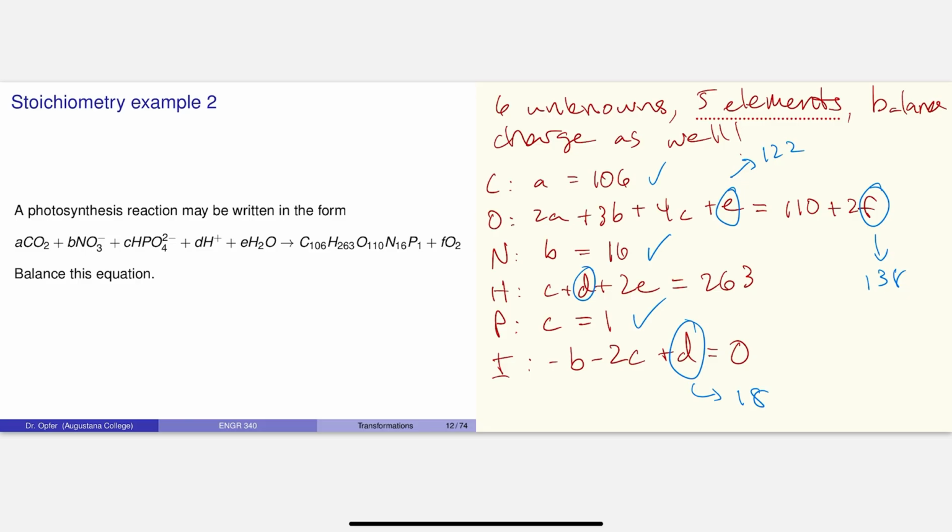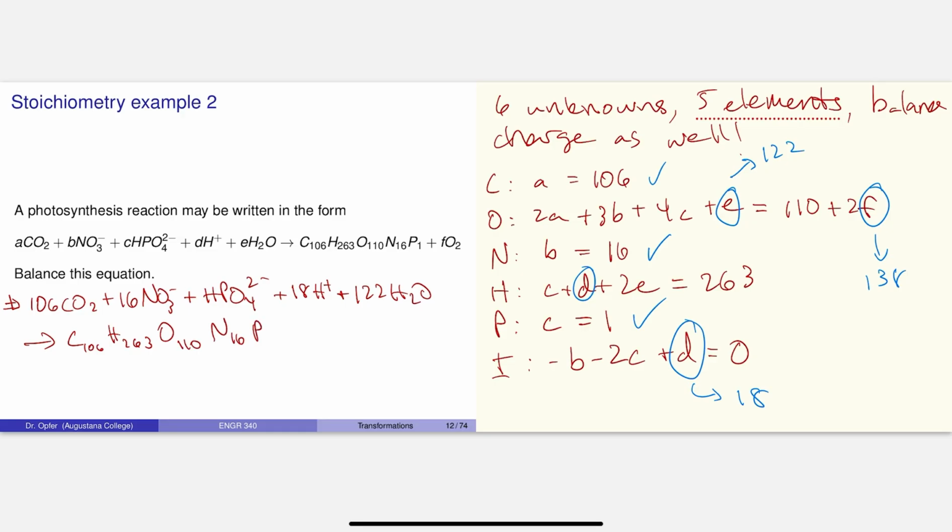Okay, so just to round this all out, we will plug in these coefficients so we can get a balanced equation. This is going to be 106 CO2 plus 16 NO3- plus 1 HPO4 2- plus 18 H+ plus 122 H2O goes to C106 H263 O110 N16 P1 plus 138 O2. So here's our final balanced equation.